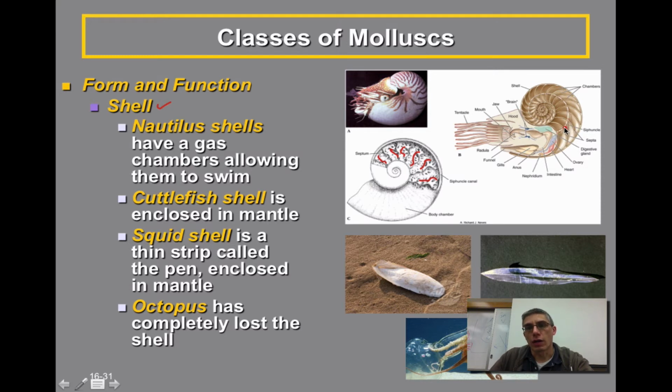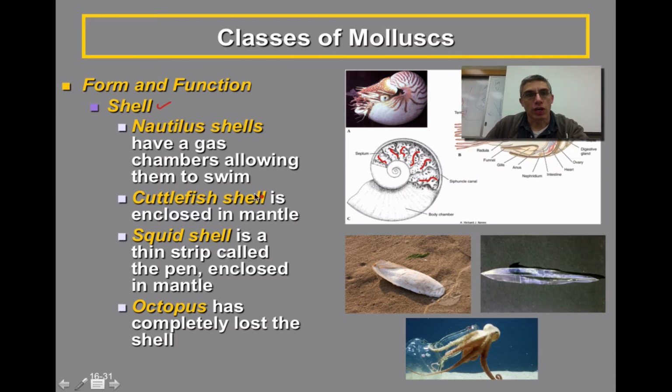And of course, depending on the amount of gas that's going to be found in these chambers is going to determine the buoyancy of the animal, or basically the position that animal is going to take up within the environment. Now when you look at a cuttlefish, and you can see a cuttlefish shell right here, this is a shell that's a little bit more substantial than you would find in a squid, or of course in an octopus, but not quite as substantial as you would find in a nautilus, and most of the time this shell is going to be enclosed or covered up by the mantle of the animal.